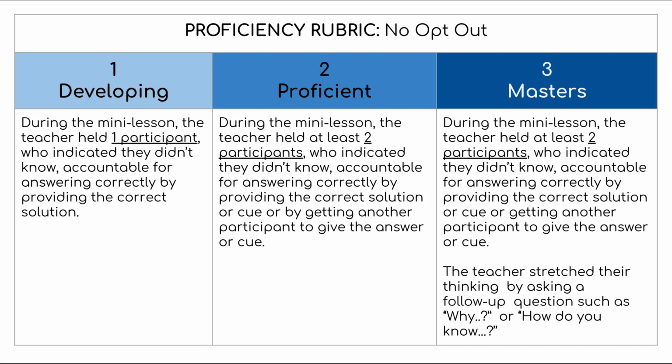At the conclusion of this course, you'll have an opportunity to demonstrate your understanding of the stated learning objective by participating in a demonstration lab that's sponsored by the Region 11 Certification Team. During the demonstration lab, you'll present a 10-minute mini lesson in which you model holding participants accountable for answering correctly using the no opt-out lever. You'll receive feedback based on the proficiency rubric you see on the screen. To earn credit for this course, participants must score at the proficient or master's level. Pause the video to review the proficiency rubric shown on this slide.